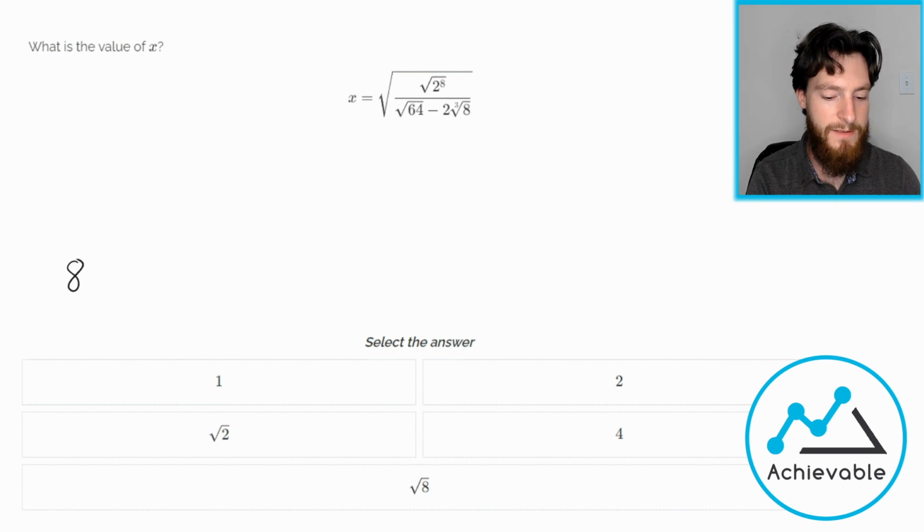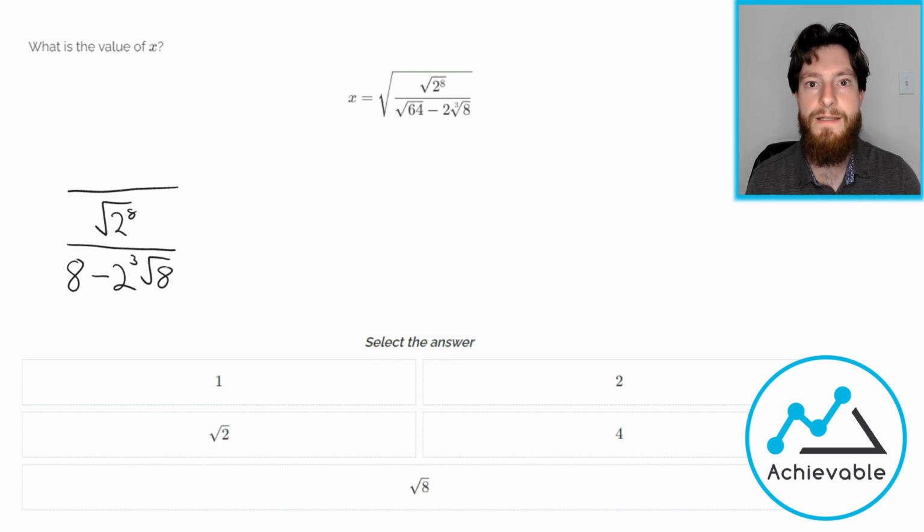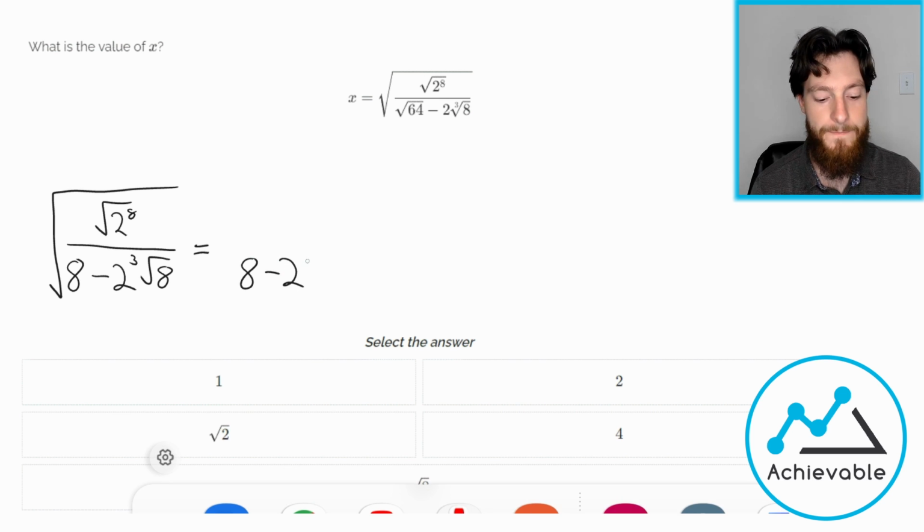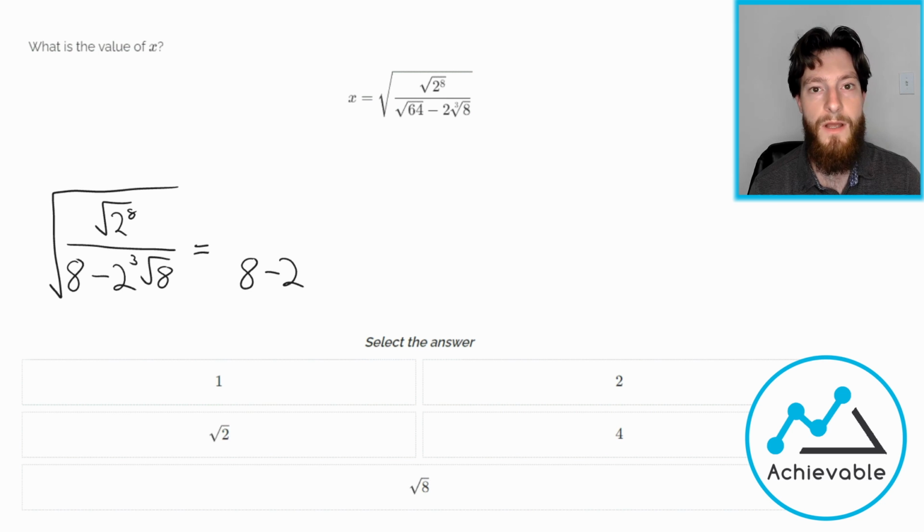We have 8 minus 2 times the cube root of 8, all under the square root of 2 to the 8th power. And all of that is inside of a square root. So maybe the next thing we could simplify is the cube root of 8. The cube root is simply asking what number multiplied by itself 3 times gives you that number. So inside of the house is an 8. 2 multiplied by itself 3 times gives you 8.